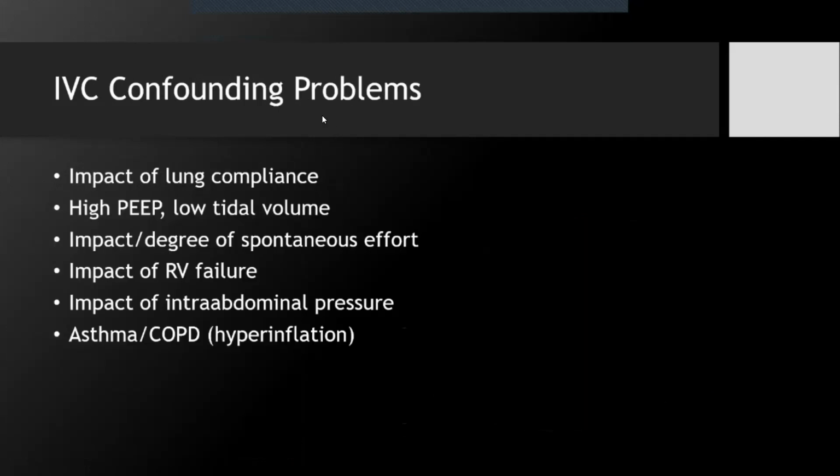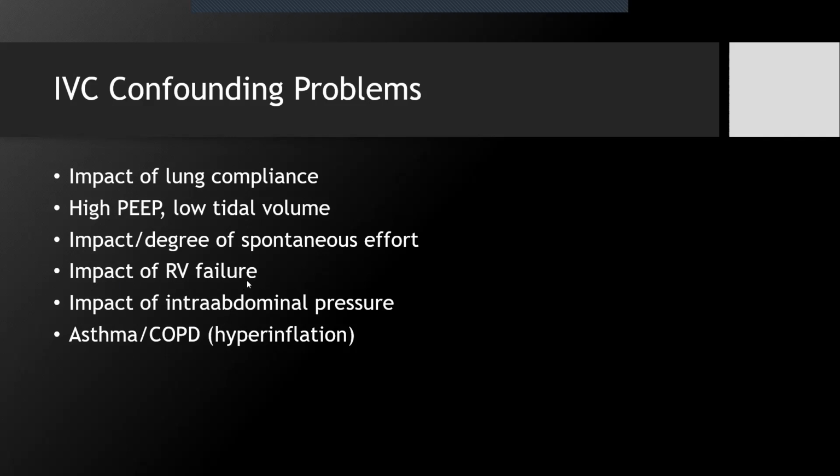And then there's IVC confounding problems, which are a lot of the ones that sort of are the same for anyone who's mechanically ventilated. If you're on a high PEEP or a low tidal volume, the impact of lung compliance, if there's a lot of spontaneous effort, you won't know how much that's contributing to your collapse. If there's RV failure, then you might have a large IVC that doesn't really correlate with fluid responsiveness. If you have high intra-abdominal pressure, that can also affect your IVC. And people who are hyperinflated from asthma and COPD, there are a lot of IVC confounding problems with interpretation.